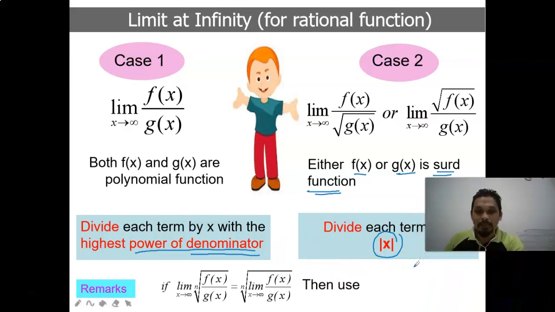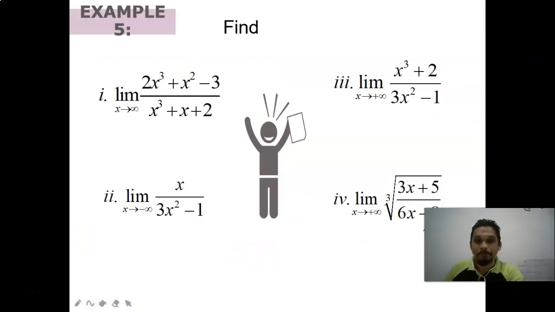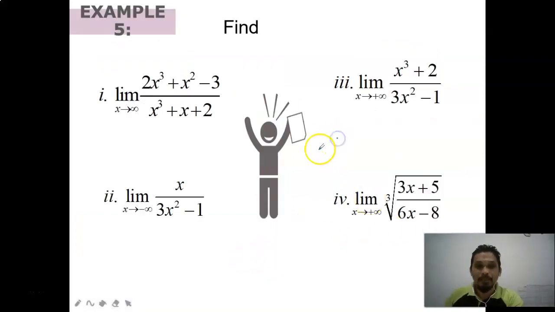So for this one here, if both f(x) and g(x) are inside the square root sign, then use case number 1, with the highest degree power of x from the denominator. Okay, so now find out this. As you can see, all the questions here now.